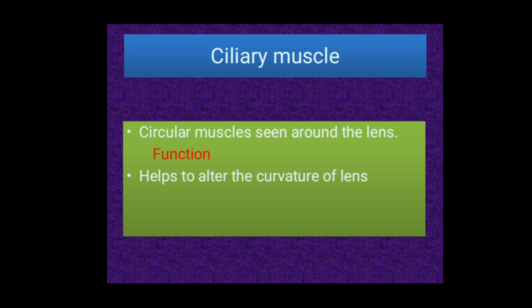When you study the physiology, altering the curvature means changing or adjusting the length, thickness, etc. of the lens so that our eye can focus on things clearly. That is one of the abilities of the human lens. So who helps in changing the curvature of the lens? The ciliary muscle. The ciliary muscle helps to alter the curvature of the lens. Alter means change.